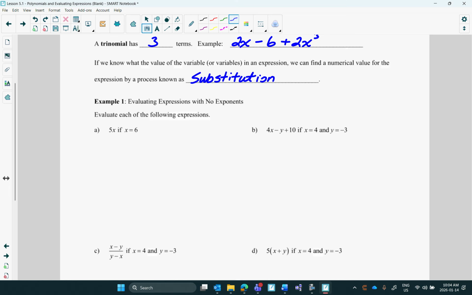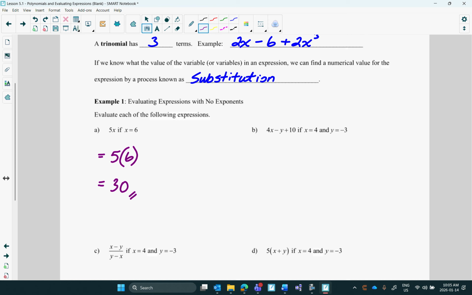Okay, so here's the first one, pretty straightforward. Remember what 5x means? It means 5 times x, right? So what's the value of 5x if x is 6? 5 times 6, which is? Right, so what I do is instead of the x, I'm going to replace the 6 in parentheses. And then I do the calculation of 30. And I'm done. That's a pretty simple one. Let's get a little bit more complicated.